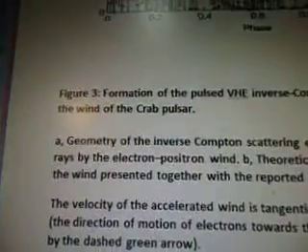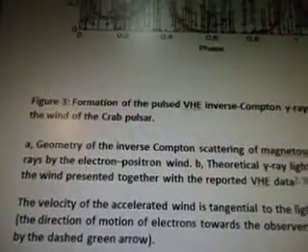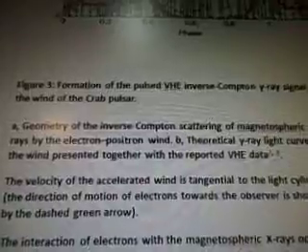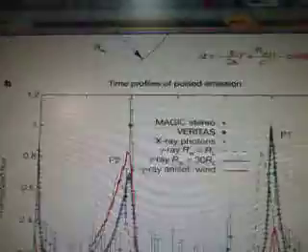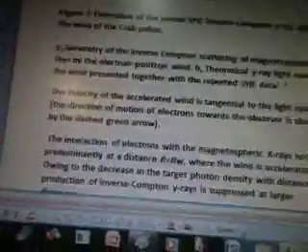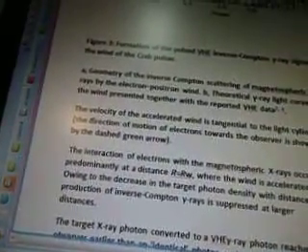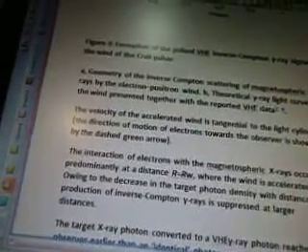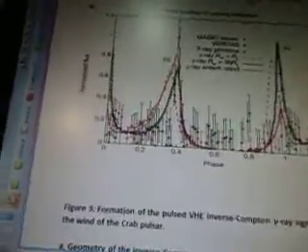Okay, so this is a figure of formation of the pulsed VHE inverse Compton gamma-ray signal in the wind of the Crab pulsar. So A, geometry of the inverse Compton scattering of magnetosphere X-rays by the electron-positron wind. B is theoretical gamma-ray light curves, together with the reported VHE data. So we have some theories here that came up.